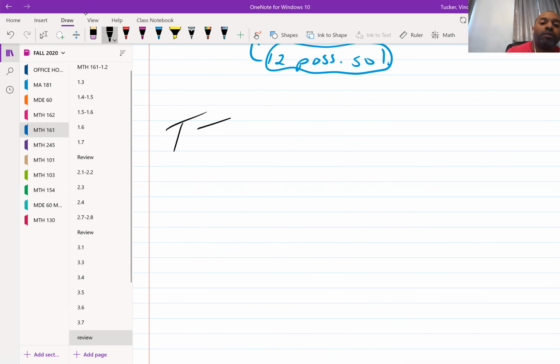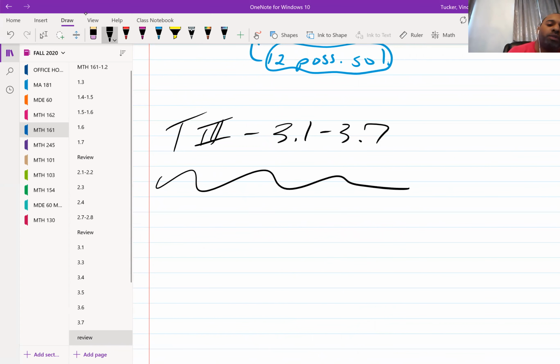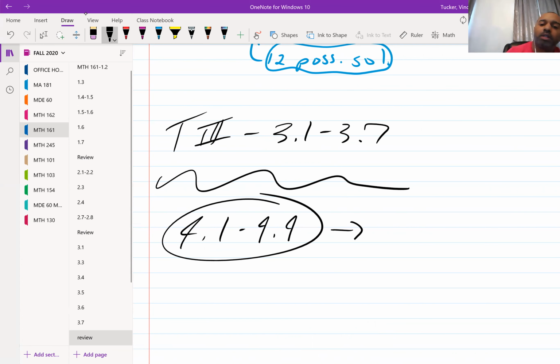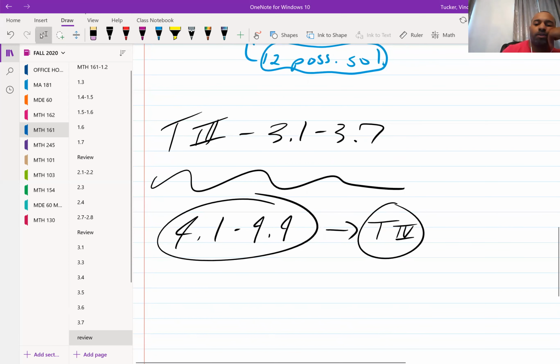All right. So we're getting ready for our third test, which would be 3.1 through 3.7. And then the content that I know we have to get through is going to be 4.1 through 4.4. That's chapter 4, our fourth test. So today is the 29th.